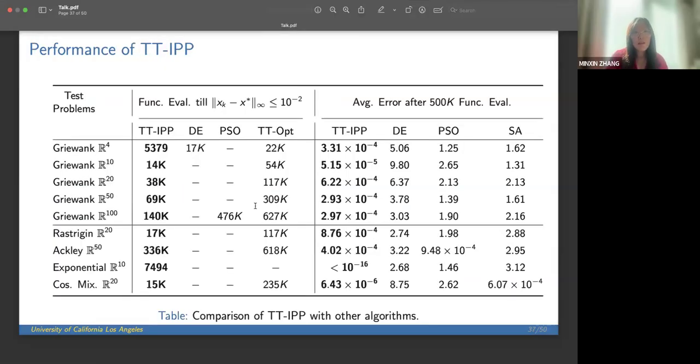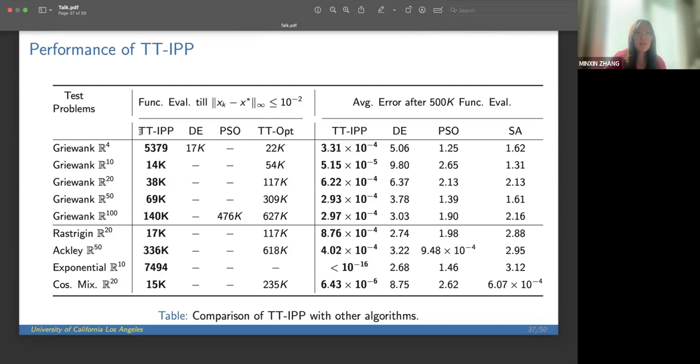And then here's a table to show you the performance of TT-IPP compared to classical global optimization methods: DE, which is short for differential evolution, and PSO, the particle swarm optimization. TTOPT is actually a new optimizer from 2022, which is also based on this tensor-train construction.